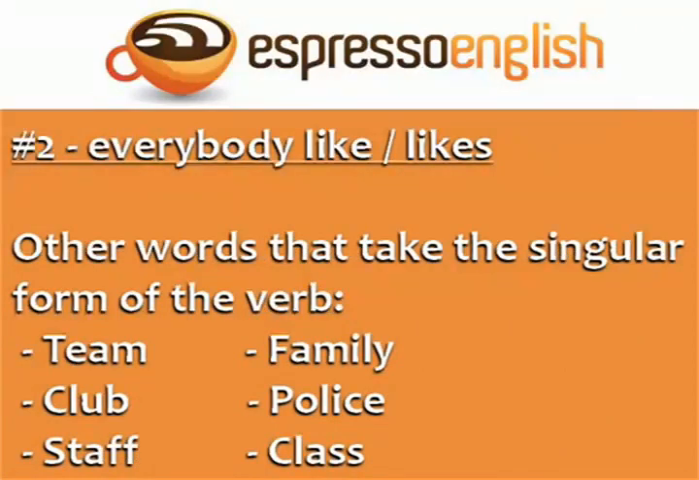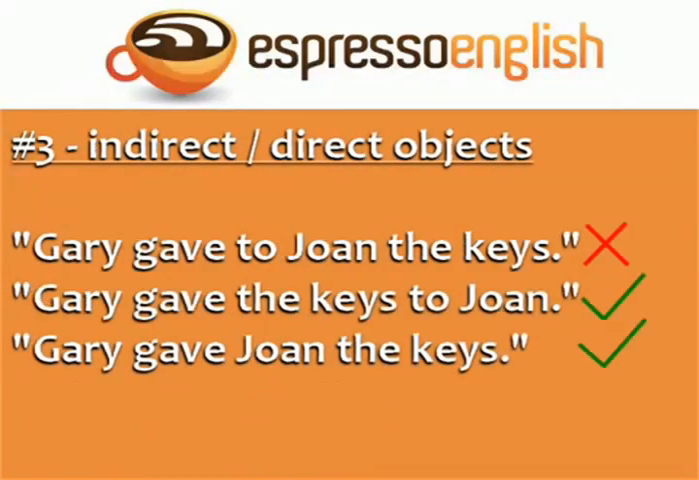Other words that refer to many people but take the singular form of the verb include team, club, staff, family, police, and class. Number 3. Indirect and direct objects. Gary gave to Joan the keys is incorrect. The correct sentence is, Gary gave the keys to Joan, or Gary gave Joan the keys.